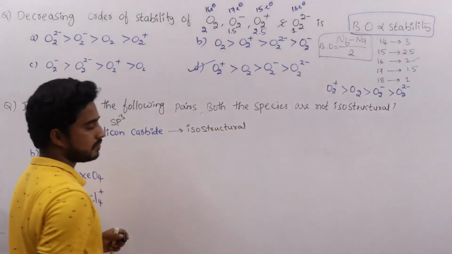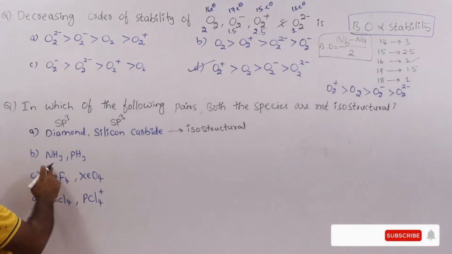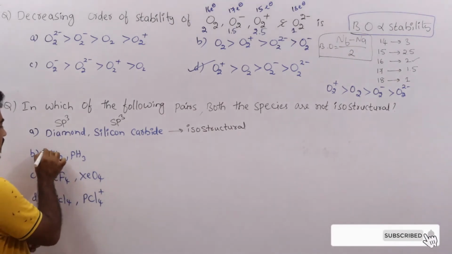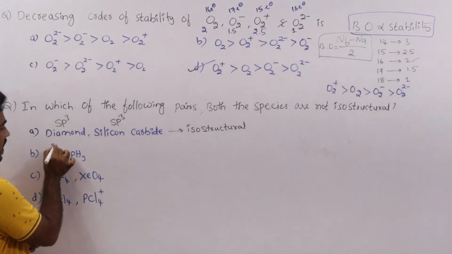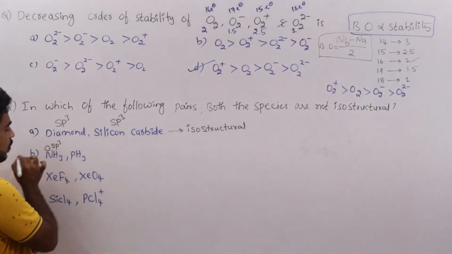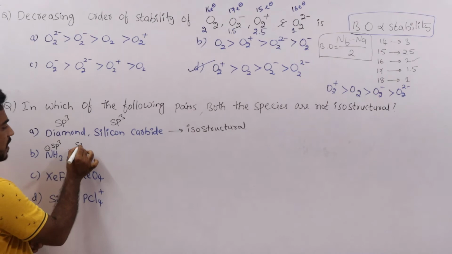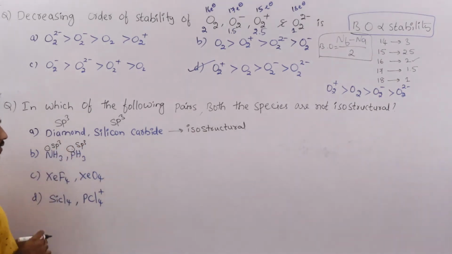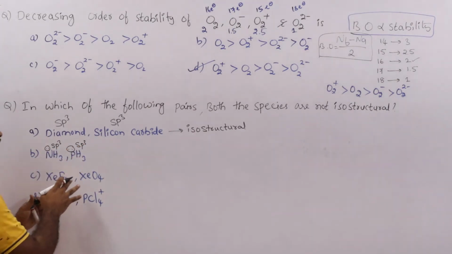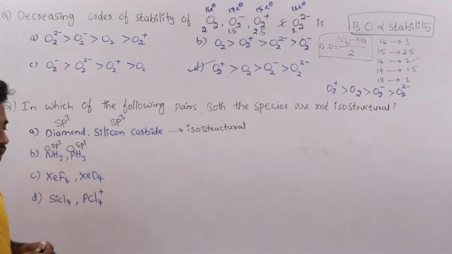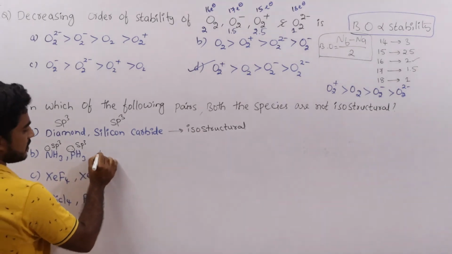Isostructural. Coming to NH3 and PH3, NH3 has sp3 hybridization with one lone pair, and PH3 also has sp3 hybridization with one lone pair. The hybridization and the number of lone pairs are the same. That's why this is pyramidal.